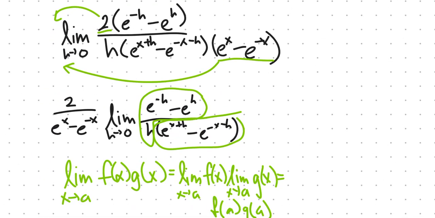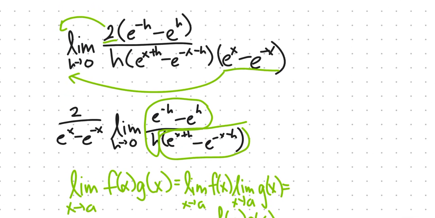Now, for the last part, we have simplified the numerator, and we are going to solve this limit with the simplified numerator. So we have the limit as h approaches 0 of 2 times e to the negative h minus e to the h over h times e to the x plus h minus e to the negative x minus h times e to the x minus e to the negative x.